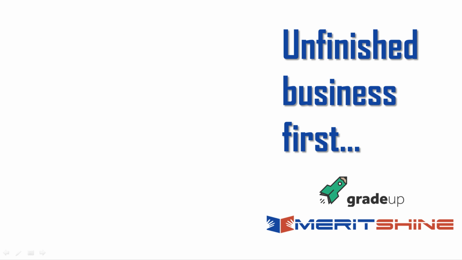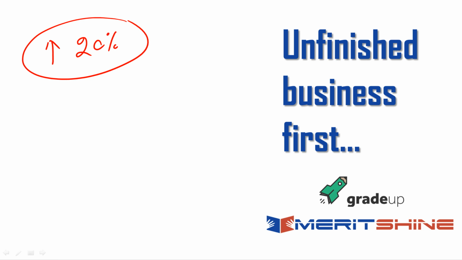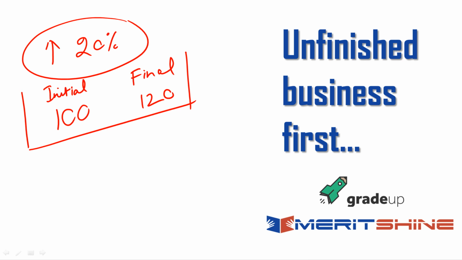Another thing. When I say something increases by 20%, something goes up by 20%, what does it mean? There are two ways of looking at it. One is that the initial number, let me write this as well, that the initial number was 100 and the final number becomes 120. So this is one way of looking at it when something increases by 20%.